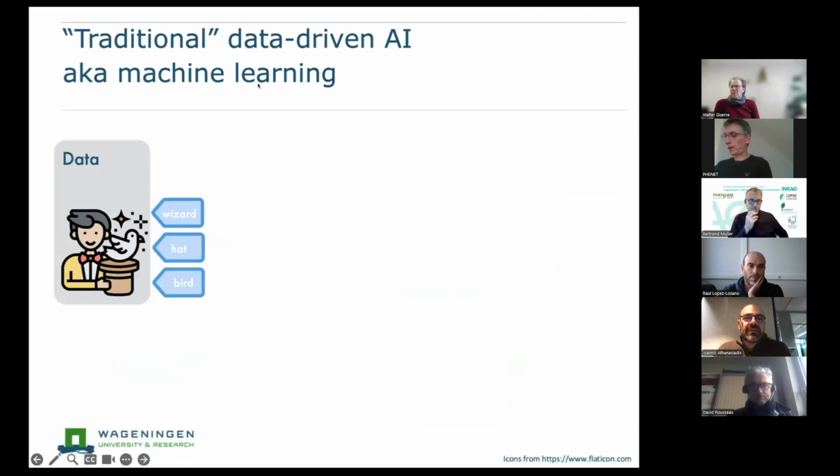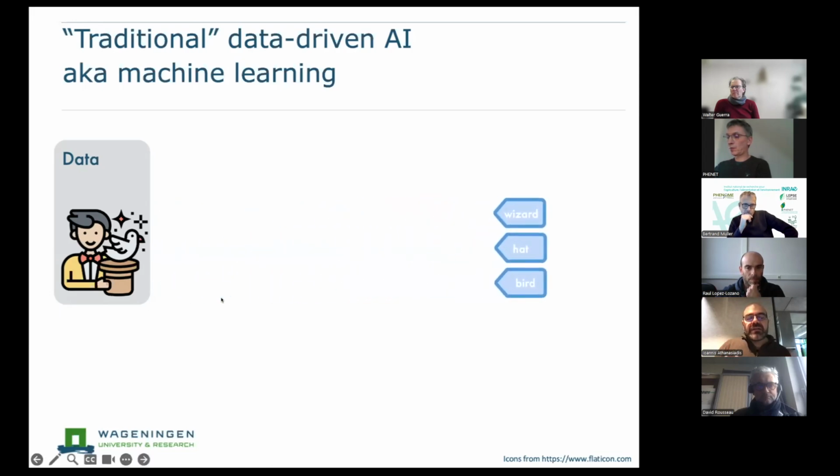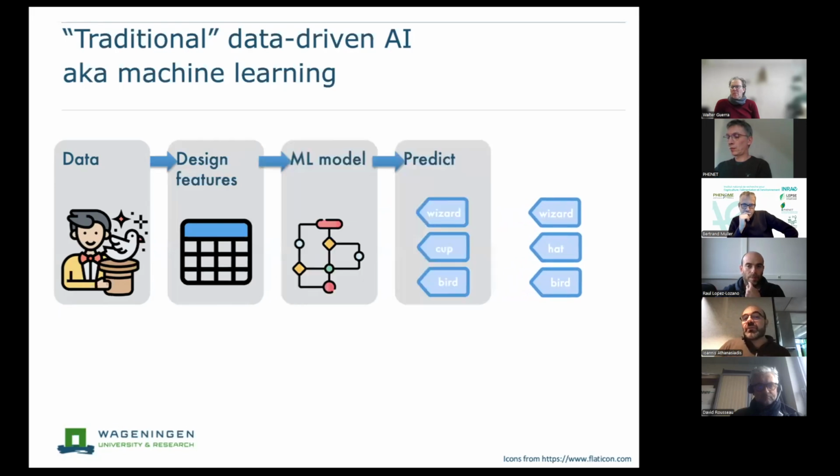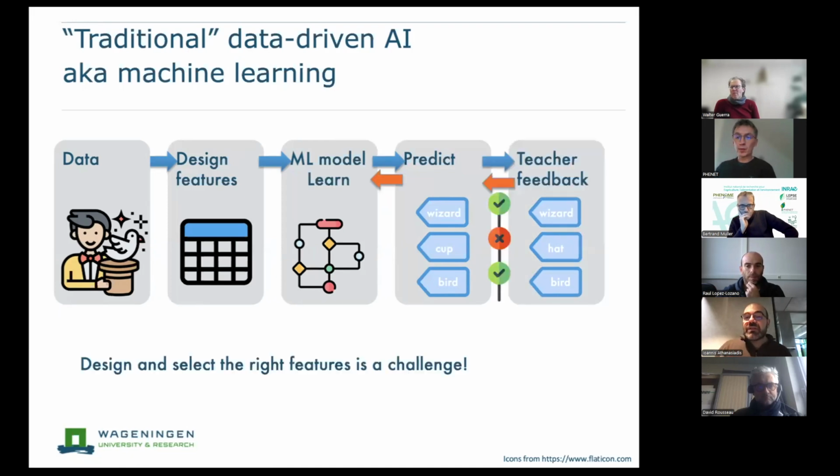Until 15 years ago, traditional or data-driven AI machine learning was based on data that were coming together with labels. Starting from the data, the first step was to design some features, and then from these features build a machine learning model that could be using different algorithms, predict some labels, and then using teacher feedback, compare these predictions with the original labels and use this error to further tune the machine learning models.